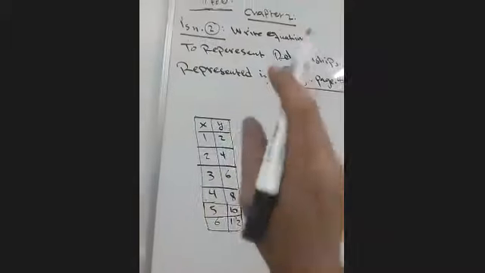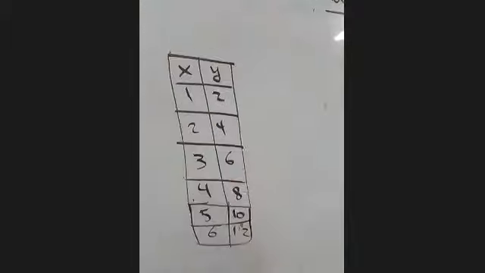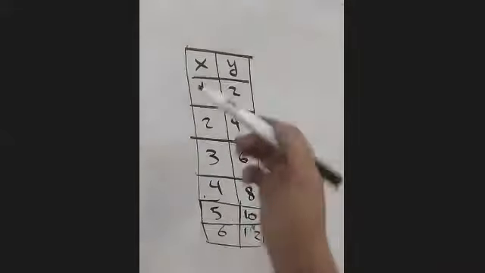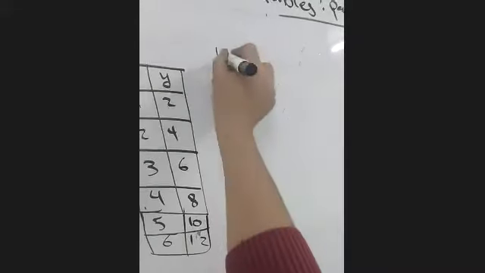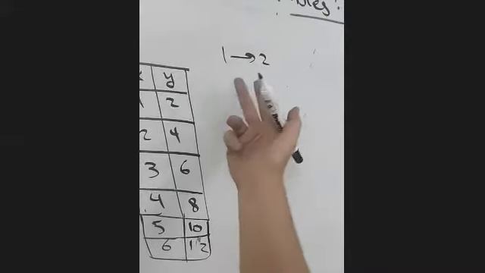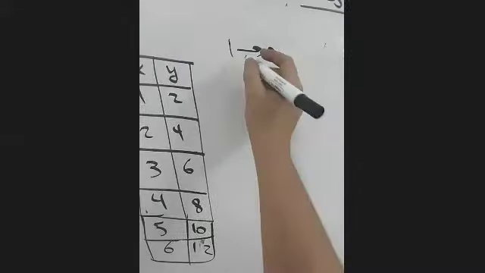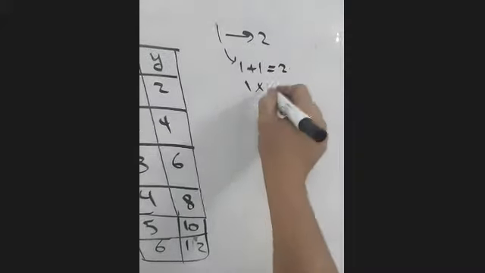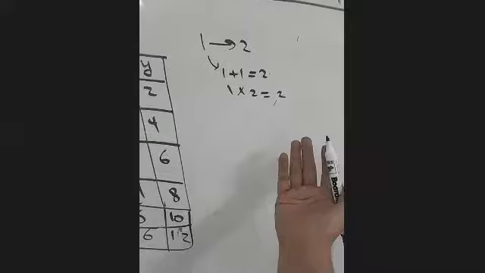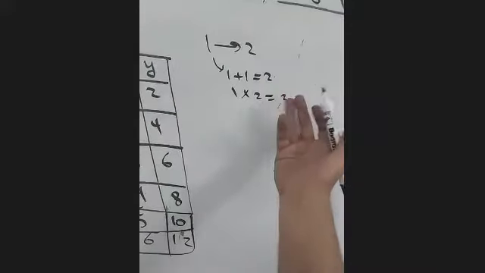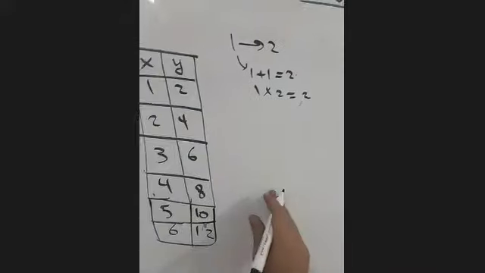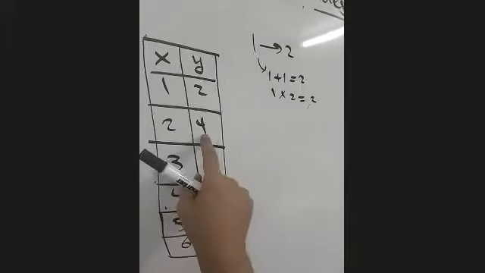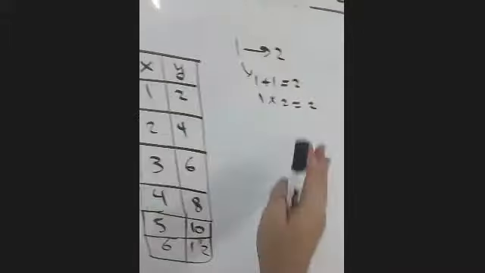What we want to do in this lesson, guys, is find this relationship. What is the pattern here? Pattern, remember? So how does the 1 become 2? It has two ways to become 2: either add 1, 1 plus 1 equals 2, or 1 multiplied by 2 equals 2, right? How does the 2 become 4? So either we add or we multiply.